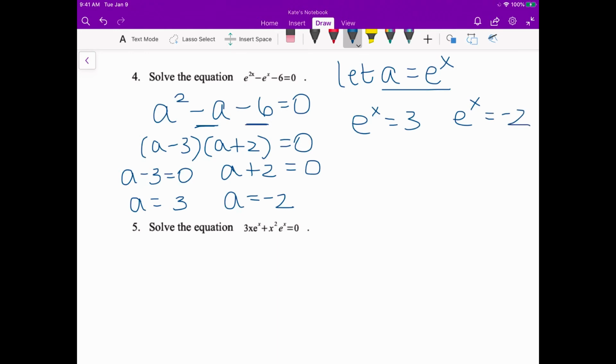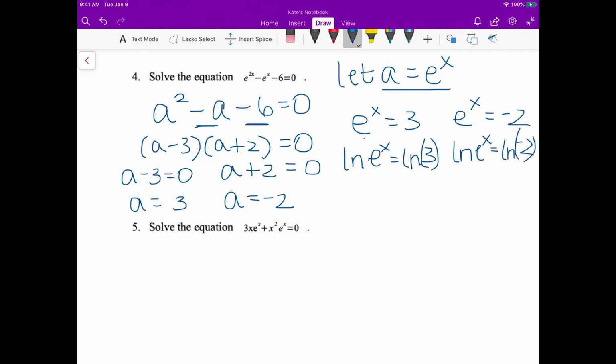Again, these are still exponential equations because my variable is an exponent. Because my exponential base is e, I need to use a log base e. So I'll apply a natural log on both sides. So I end up with the natural log of e to the x equals the natural log of 3. And then the natural log of e to the x equals the natural log of -2.